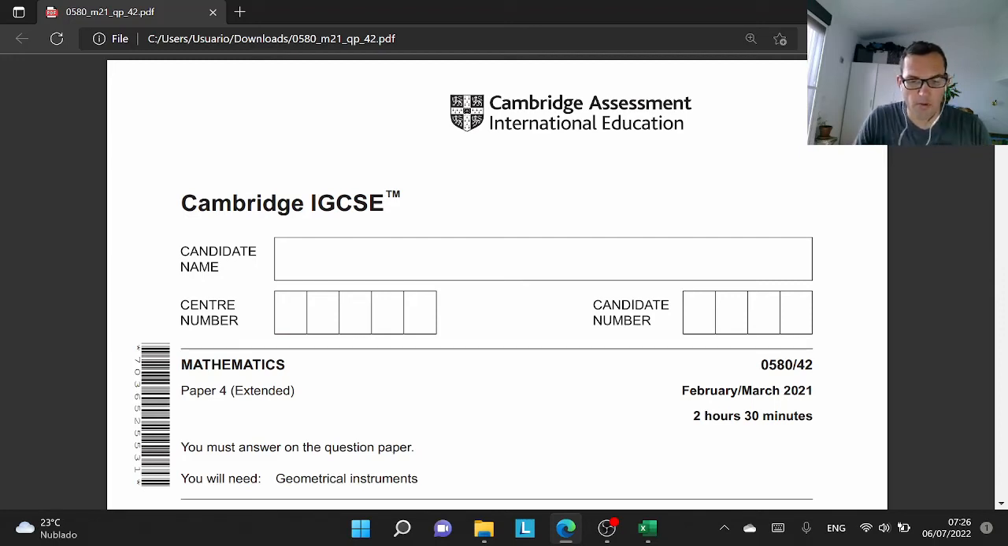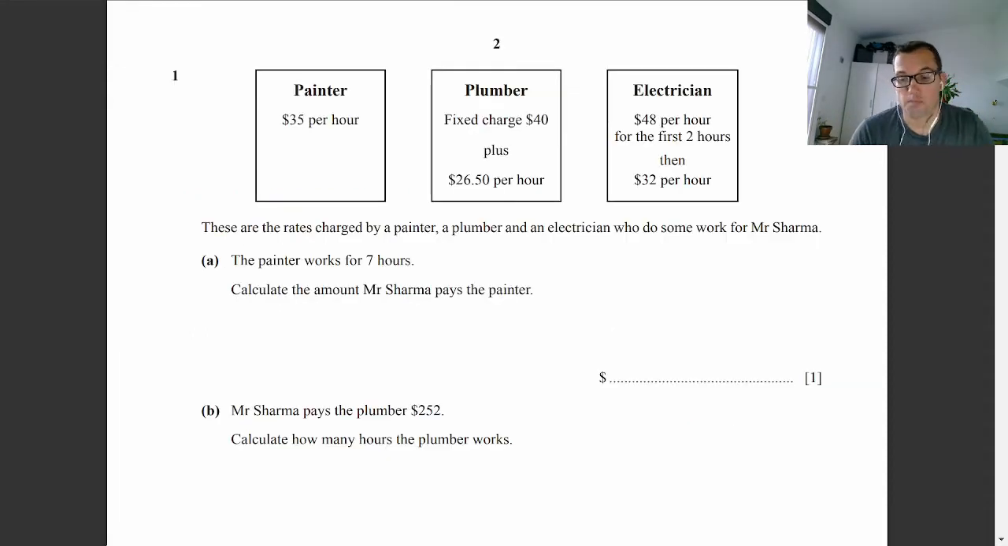Today we're doing the February-March 2021 paper 42, extended, the long one. Let's have fun. Question 1. We see here 3 workers, a painter, a plumber, an electrician, and they all get pretty decent pay. Not a bad profession to have any of those.